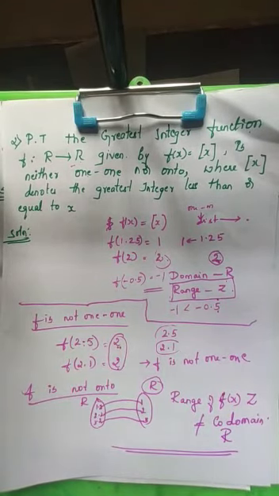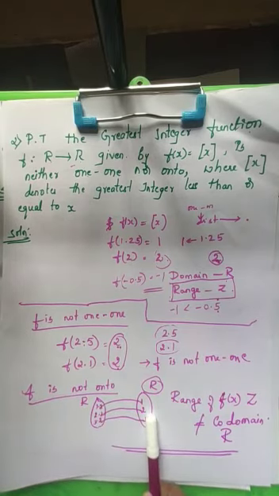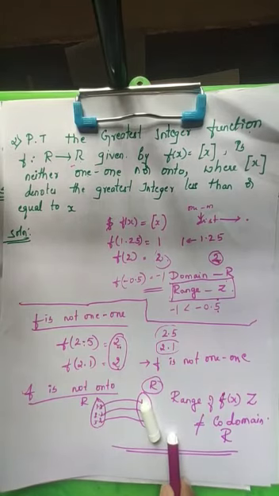I hope you are clear why it is not onto, because whatever elements you take from the domain, they are mapped only to integers. But our codomain contains non-integer real numbers as well, which are not the image of any number. That's why the given function is not onto.